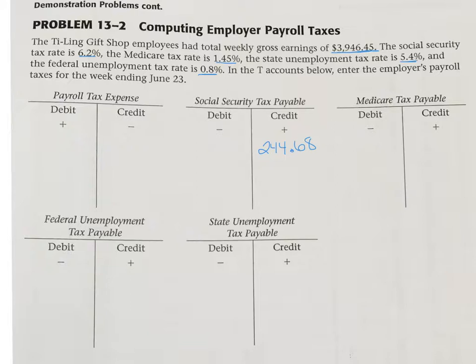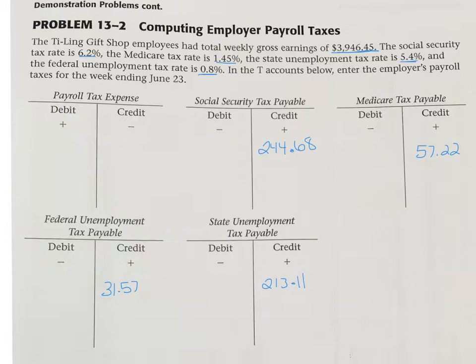Likewise, when we calculate our Medicare tax, we get $57.22, and that's going to be a credit to our Medicare tax payable account. Our federal unemployment tax is going to be $31.57. Again, that's an increase of what we owe. It goes in the credit side. And finally, our state unemployment tax is a credit of $213.11. And I found that by multiplying our gross earnings by the 5.4%.